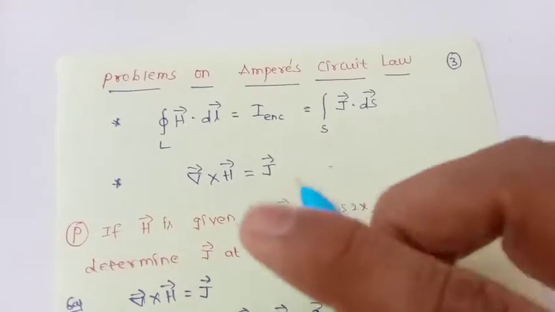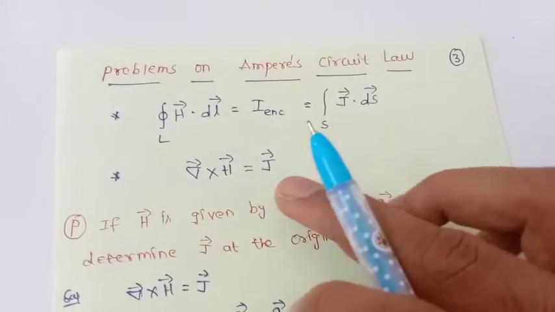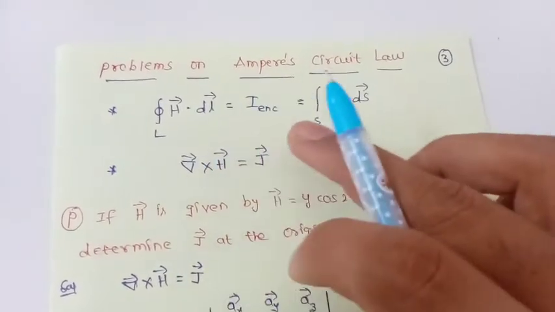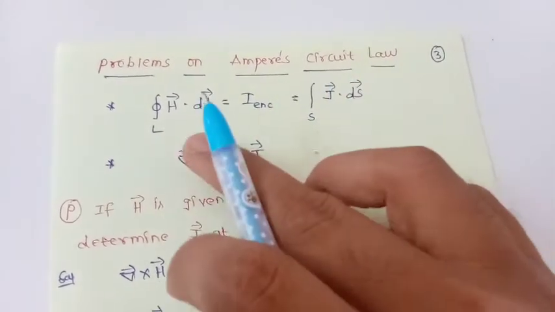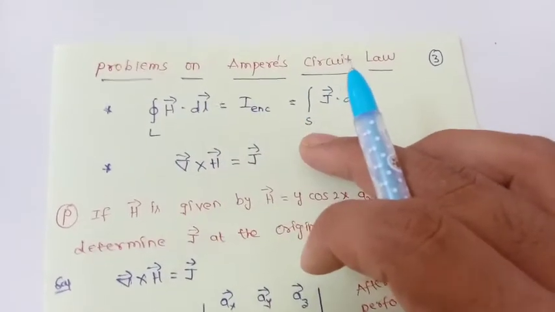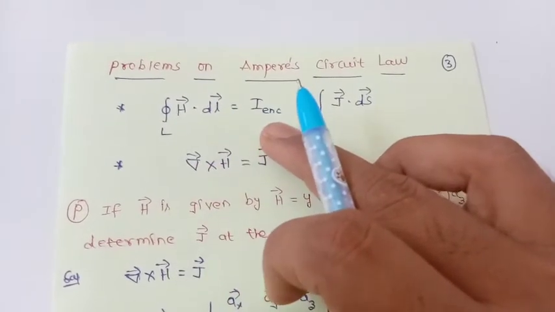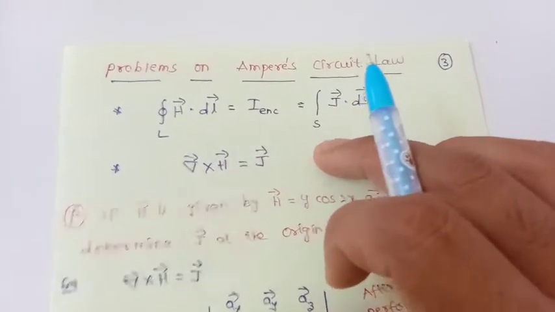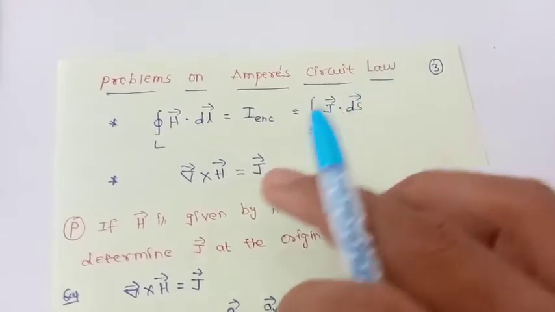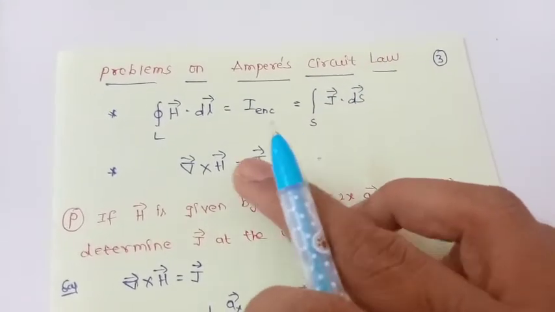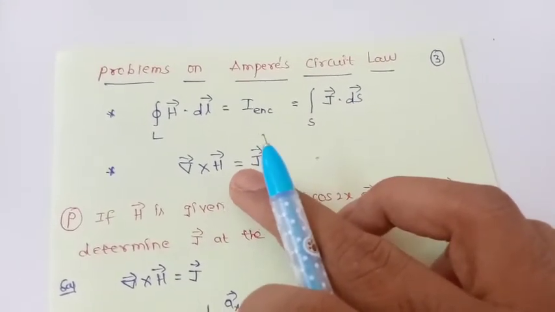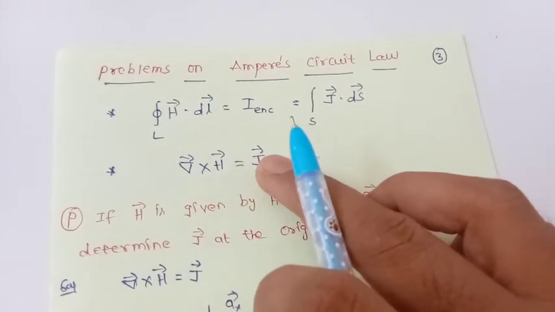Students, this is very important for your external point of view. These types of problems are based on Ampere's circuital law. These are the two formulas we are going to use. The closed line integral of H̄ · dl̄ is equal to the current enclosed, which is equal to the open surface integral of J̄ · dS̄. This is the point form of Ampere's circuital law: del vector cross H vector is equal to J vector.